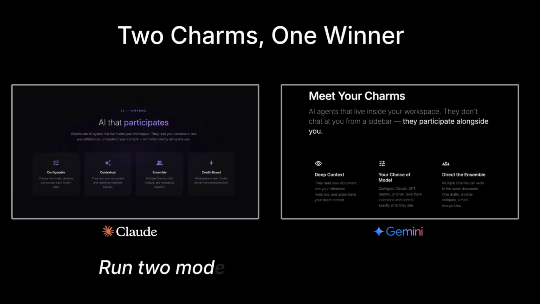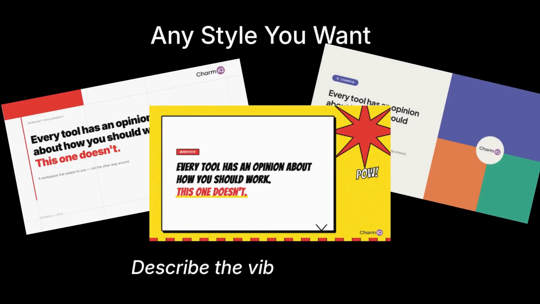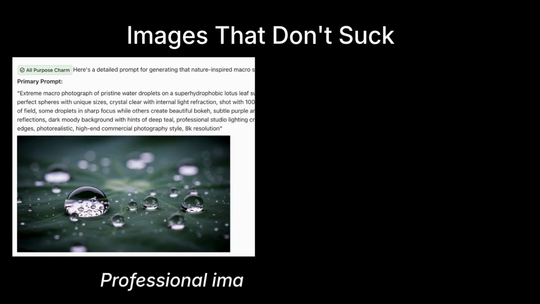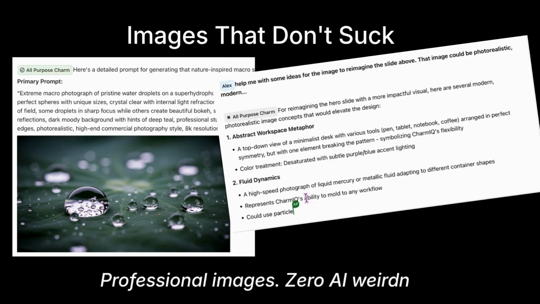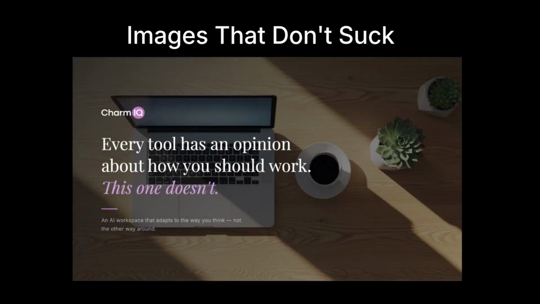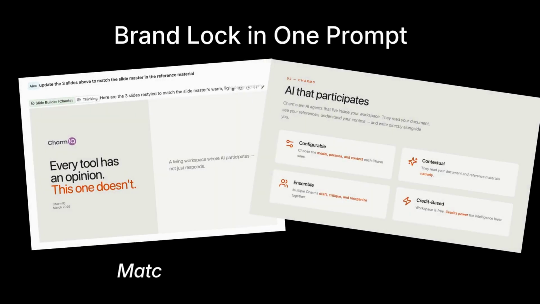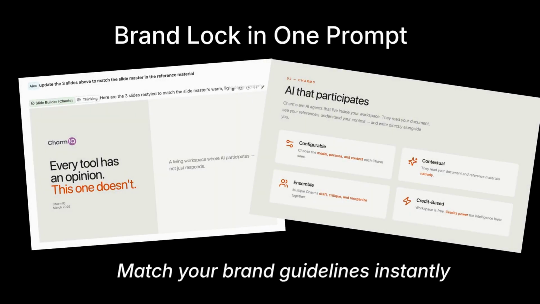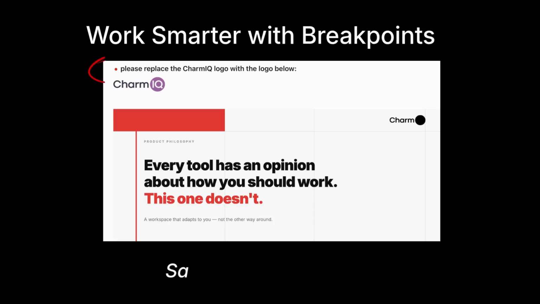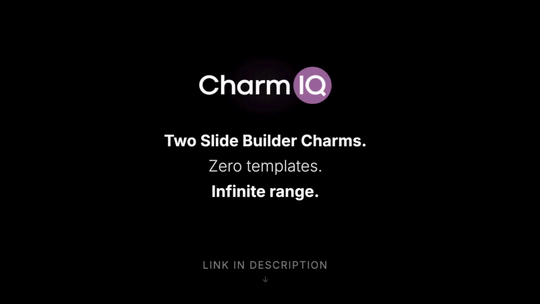All right, let's bring it home. You've seen how to run 2 slide builder charms, compare outputs, cherry-pick the best. You've seen how to describe any style and get it, Swiss, pop art, editorial, whatever. You've seen how to generate custom images, brainstorm concepts first, or build slides with images on the fly. You've seen how to match a brand master slide with one prompt. And you've seen how to use breakpoints to work smarter and save credits.